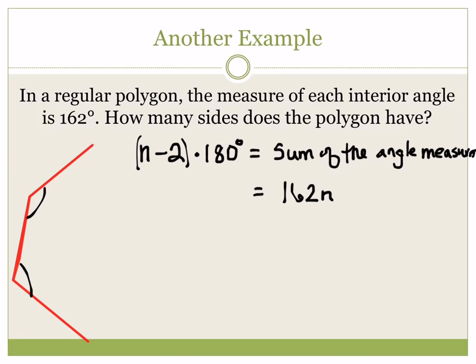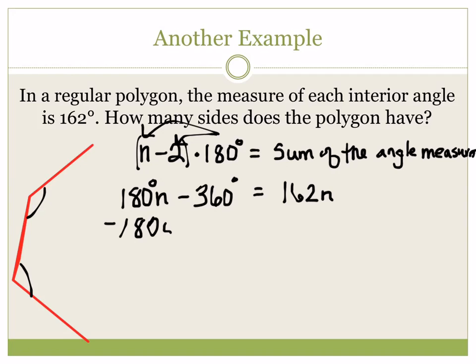On the other side of my equation, I can actually do a little bit of algebra and distribute. So this is 180n minus what? What's 2 times 180? 360. Exactly. And then I could subtract my 180n to the other side, just to get the n's together.